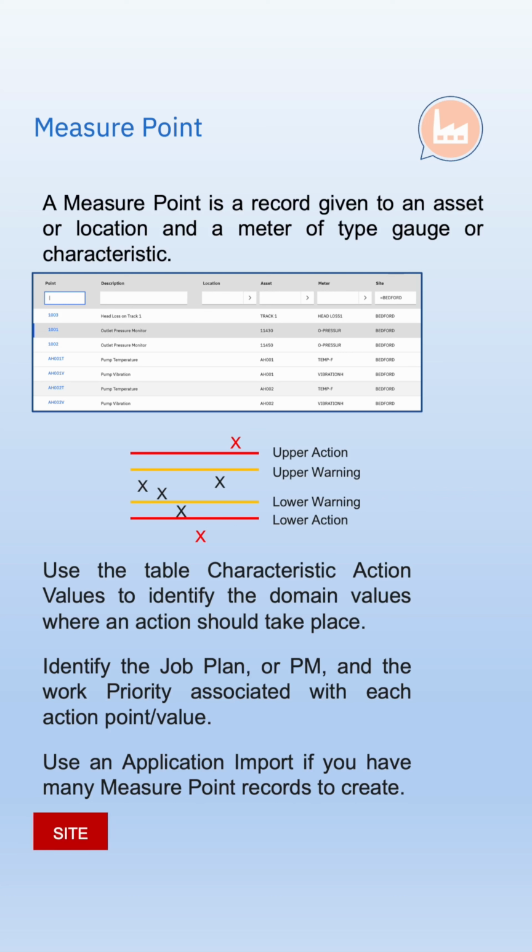Measure point records exist at the site level. They reference either an asset or a location, both of which are defined at the site level.